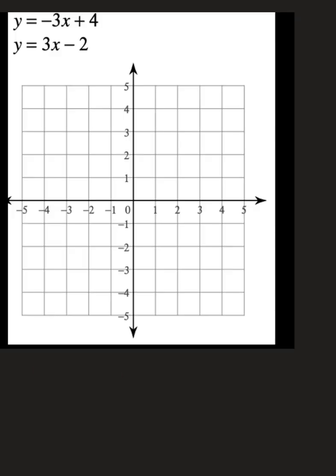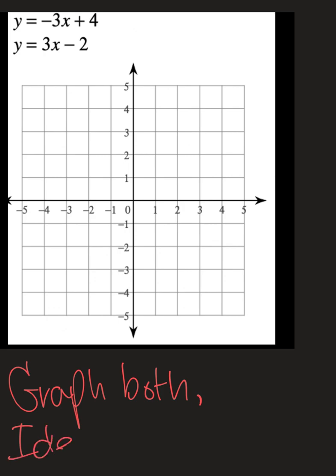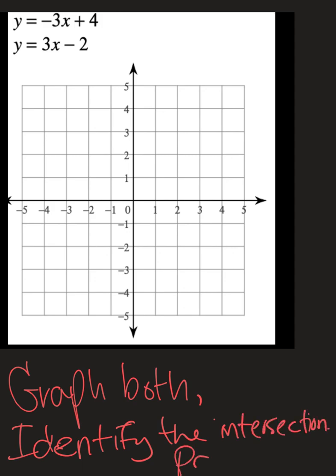In our first example here, I actually want you to try it to start. I want you to graph both equations and identify the intersection. Pause and complete.